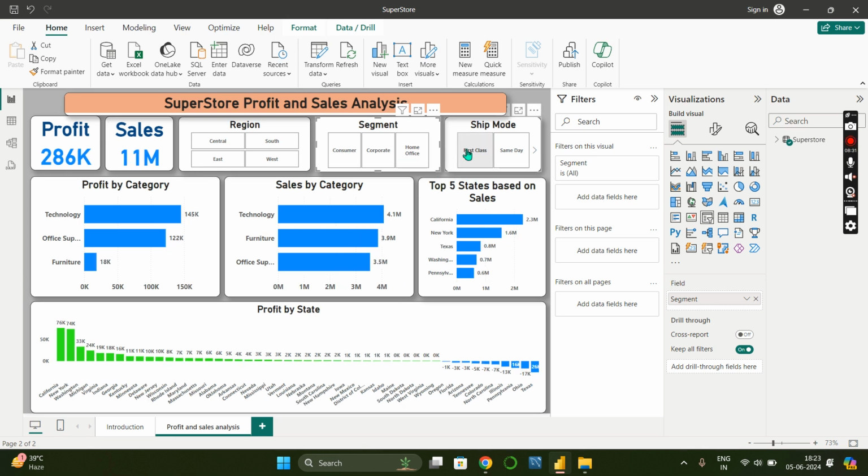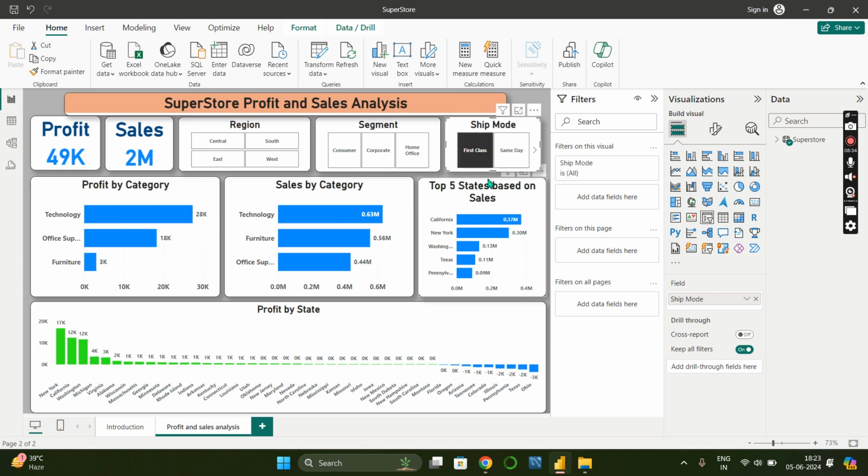Now, based on the shipping mode, if we take first class, the profit given by technology and office supplies is quite good, but furniture is still lagging behind. Based on sales by category, technology and furniture are quite good, but office supplies is somewhat less than the other two. The top five states based on sales are California, New York, Washington, Texas, and Pennsylvania.